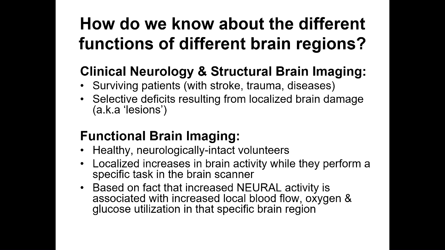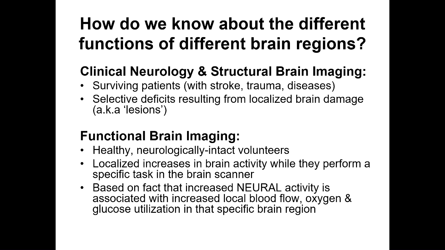The other approach is a much more modern one, and it's functional brain imaging. It's a complementary approach, but using healthy, neurologically intact volunteers, actually quite often medical students. In this approach, people are put in scanners, and what the scanner is looking for is localized increases in brain activity while they're performing a specific task in the brain scanner.